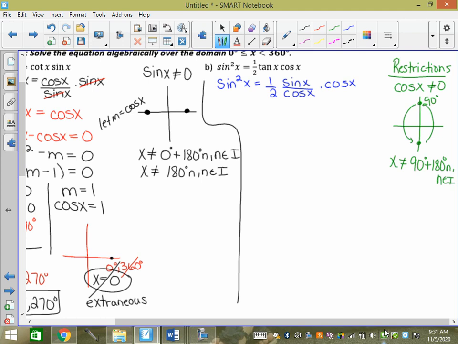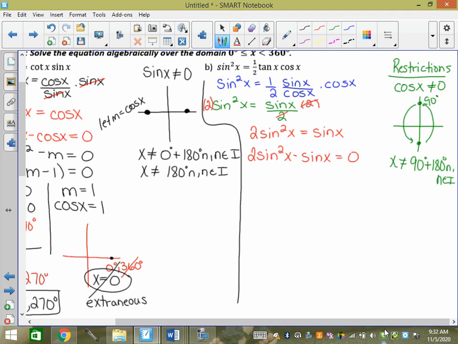So I'm going to get sine squared x equals sine x technically over 2, because multiplying by half is like just putting the 2 on the bottom, correct? How can I get that 2 to go away? Times by 2. Now I have 2 sine squared x equals sine x. Something is squared, so I need to move everything to one side set equal to 0. It's not even an option. We were taught it last year. 2 sine squared x minus sine x equals 0.